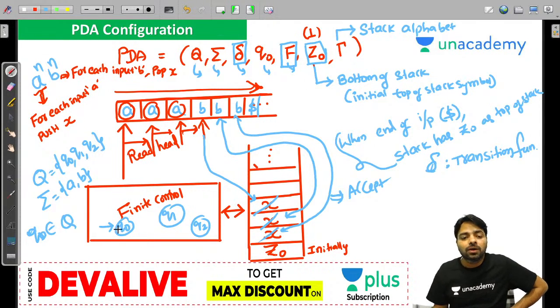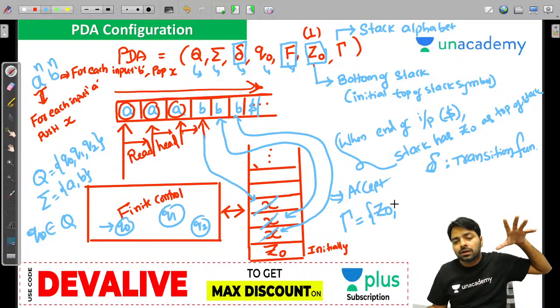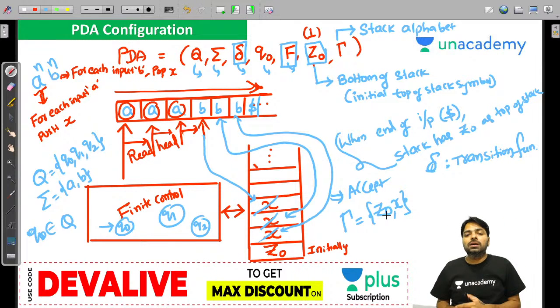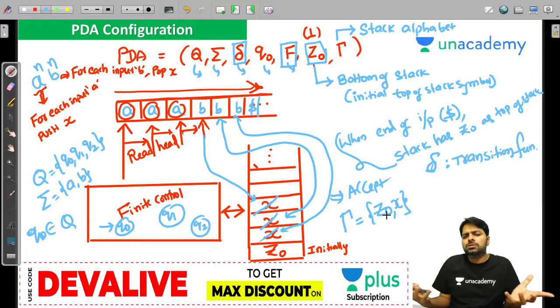And gamma, what is gamma here, guys? Gamma is the stack alphabet. Look at the stack, I have a Z0, I have X, that's all. The gamma represents the symbols that you use on the stack. And gamma can be different from your sigma, remember that. Gamma can be different from your sigma. Sometimes it can look the same, but it's not the same all the time.